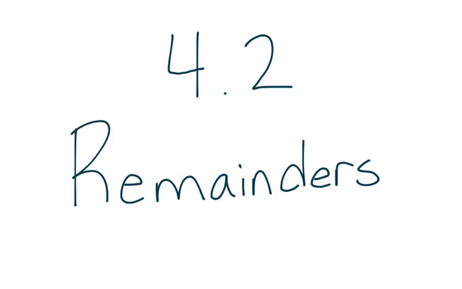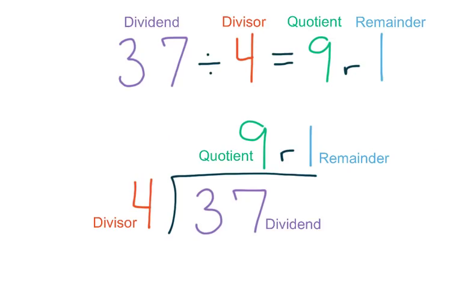We're first going to take a look at all the different parts of our division problem so we understand what a remainder is and what part it represents. We have two different division problems written out here. They're the same problem, just written in two different ways. On the top, we have 37 divided by 4 equals 9, remainder 1.